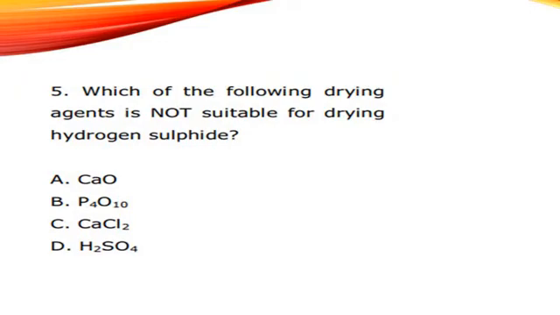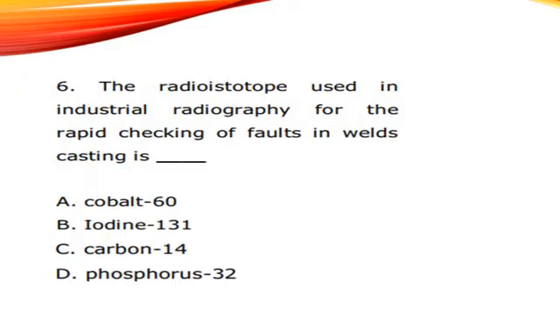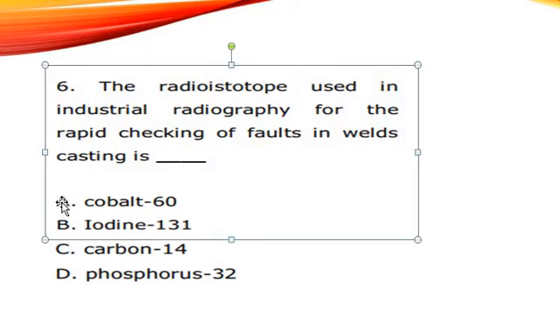Then question 6 says, the radioisotope used in industrial radiography for the rapid checking of faults in welds and castings is: A. cobalt-60, B. iodine-131, C. carbon-14, and D. phosphorus-32. The answer here is cobalt-60, as one of its many applications is checking for faults, and it has a characteristic half-life. So the answer here is A.